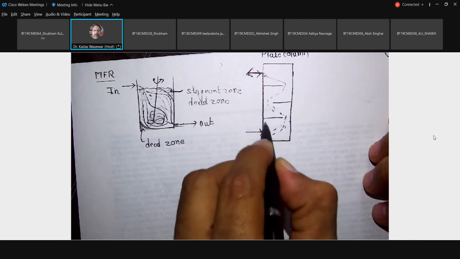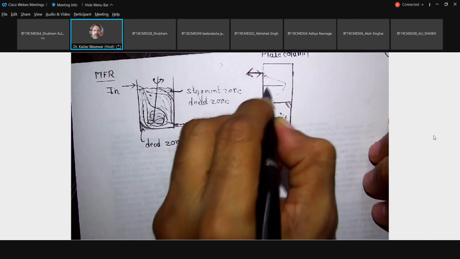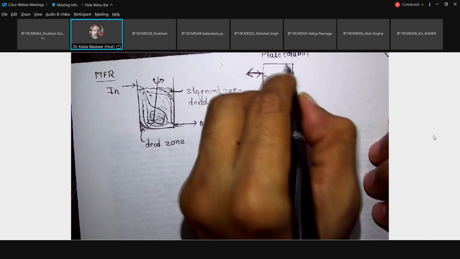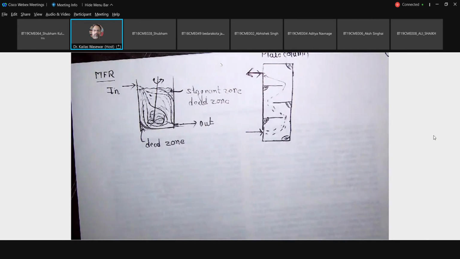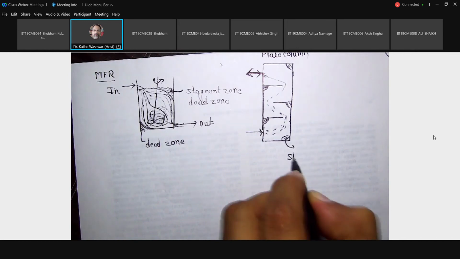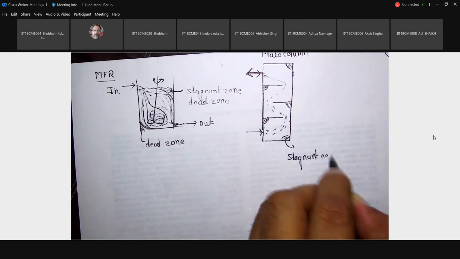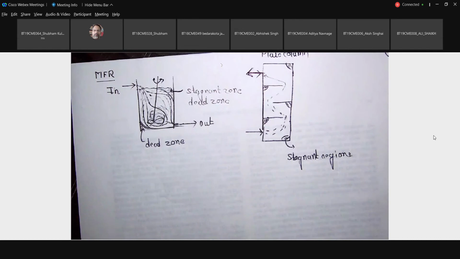So what about these volumes? Definitely these volumes may be considered as a kind of stagnant regions or dead zones.